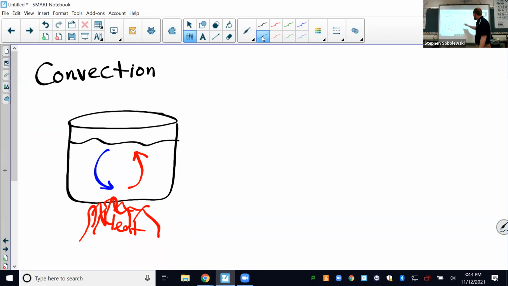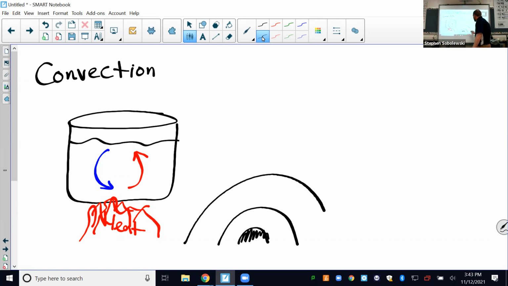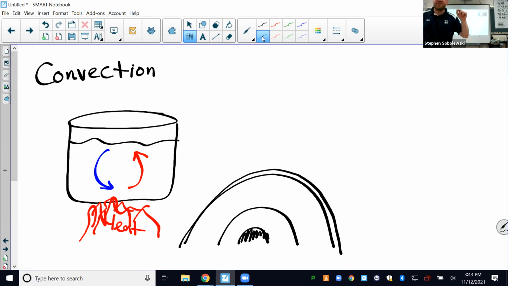Inside Earth, we have four layers. There's the inner core, the outer core, the mantle, and the crust. Forgive me, this is not to scale. The crust I actually drew way too big. The crust is very thin. It's thinner than the skin on an apple would be relative to Earth. But this is the mantle.